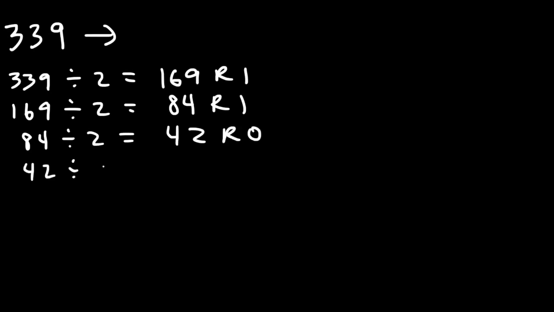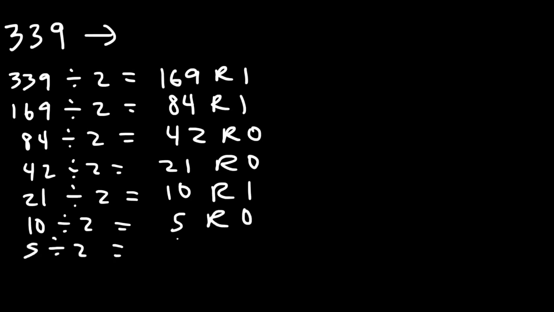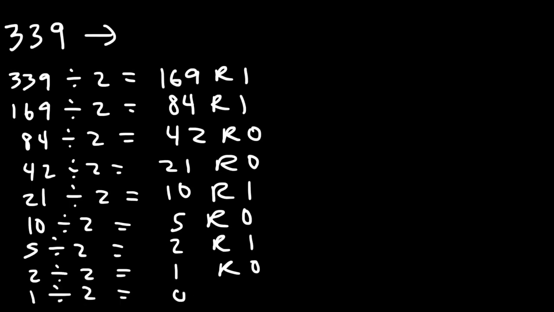And then 42 divided by 2 is exactly 21. And then 21 divided by 2, that's 10.5, remainder 1, so it's 10. And 10 divided by 2 is exactly 5. So 5 divided by 2 is 2.5. And then 2 divided by 2 is exactly 1. And 1 divided by 2 is always 0.5, so that's always going to be 0, remainder 1.